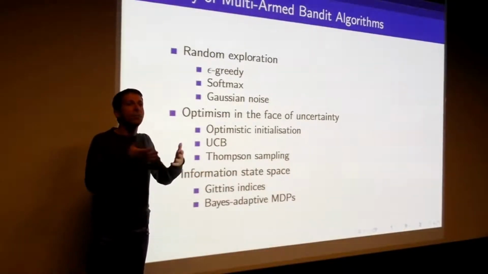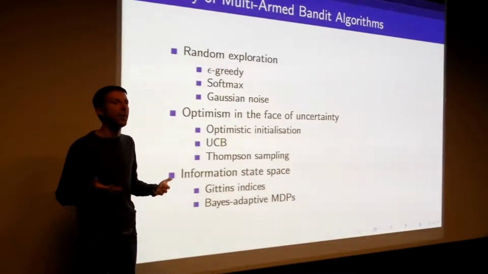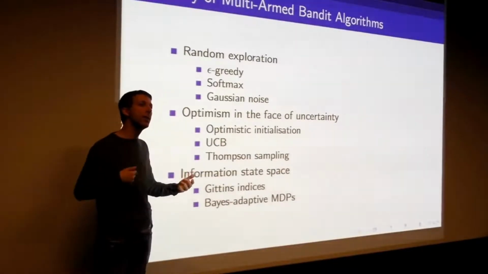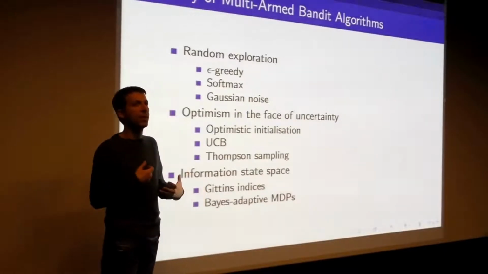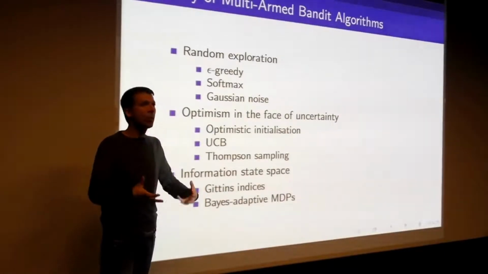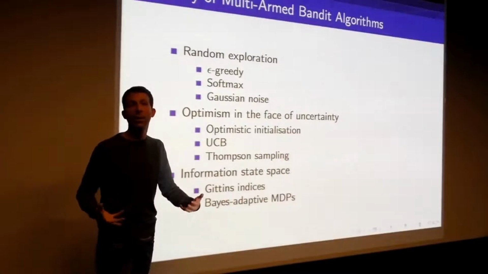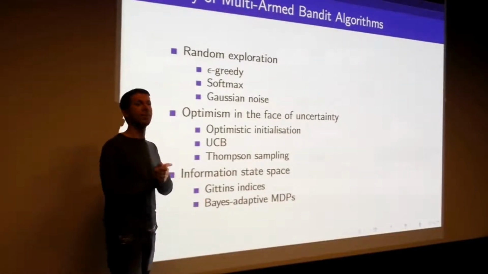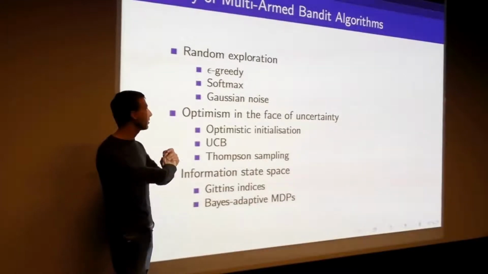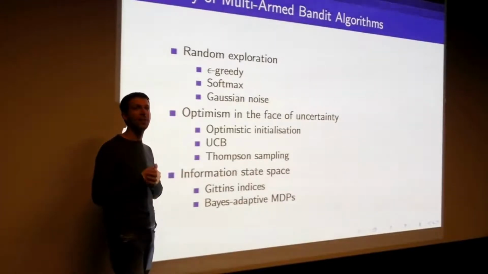Estimate how much you know or don't know about your value, and use that to guide you towards things that have the most potential to be good. So whenever you're not sure about something, try it more, because it might turn out to be a good idea. Can anyone think of a problem with that approach, by the way? What's a problem with the optimism in the face of uncertainty idea?